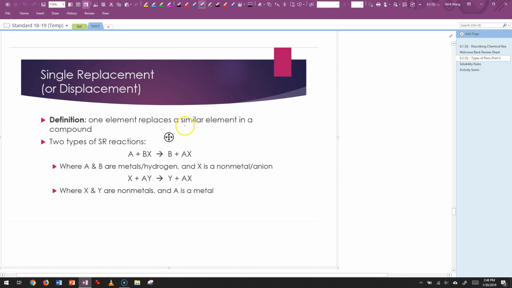Now, when I say similar element, we're basically talking about element type. Generally speaking, it's going to be metals versus nonmetals. Metals will replace metals. Non-metals will try to replace non-metals. Here are some examples, or at least some generic formulas and equations that will help you illustrate that.